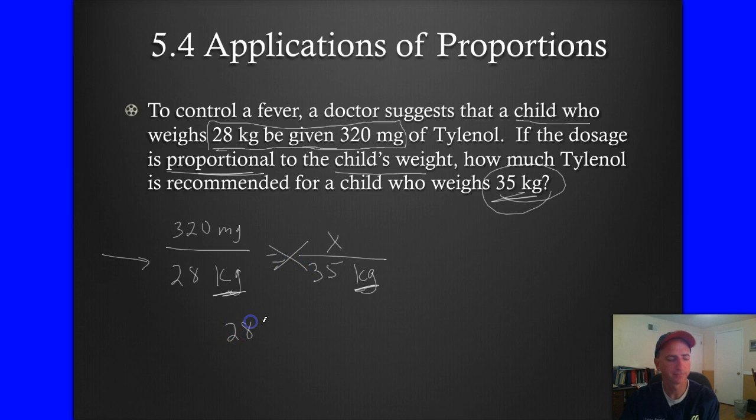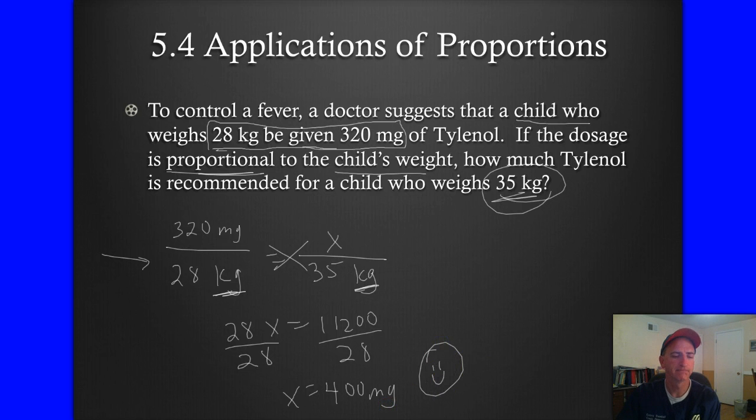28x, that's equal to 320 times 35, that is 11,200. Divide that by 28, and you would have 400 milligrams right there if you did that.